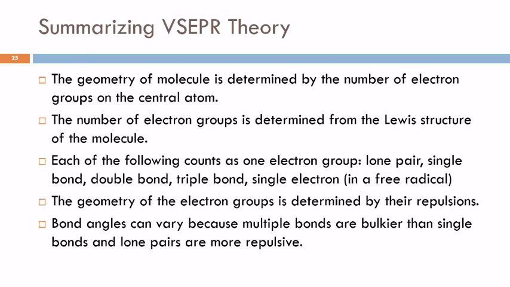Geometry is determined by the repulsions between the groups. Bond angles can vary because multiple bonds are bulkier than single bonds, and lone pairs are more repulsive than bonding pairs. Yes? You had hydrogen not connect to the central atom. Would you count that as one? You only look at the electron groups that are connected to the central atom.